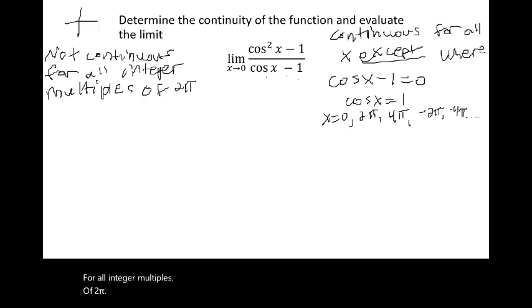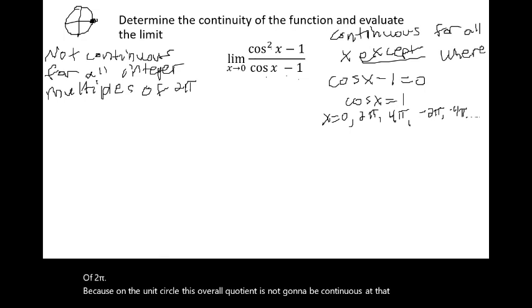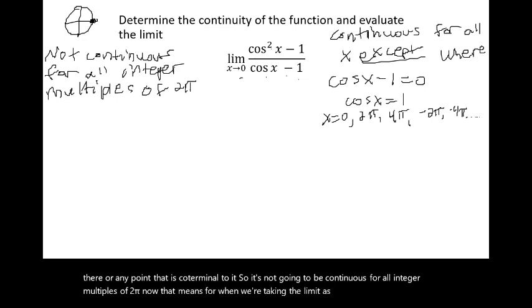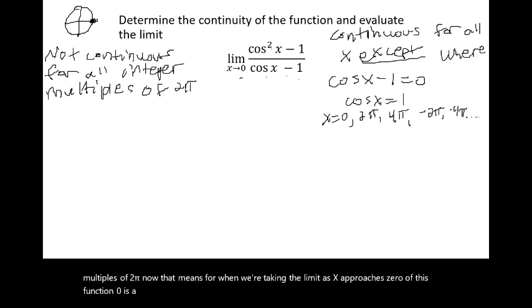Because on the unit circle, this overall quotient is not going to be continuous at that point right there, or any point that is coterminal to it. So it's not going to be continuous for all integer multiples of 2 pi. Now, that means when we're taking the limit as x approaches 0 of this function, 0 is a point of discontinuity, so direct substitution won't work. But you should always try direct substitution just to see what kind of situation you have.